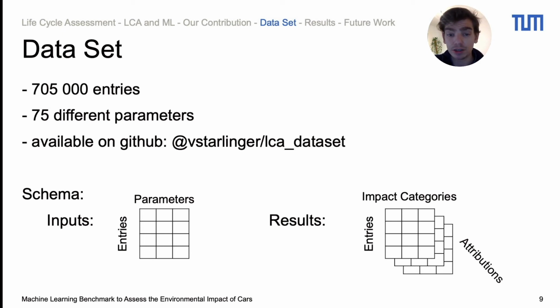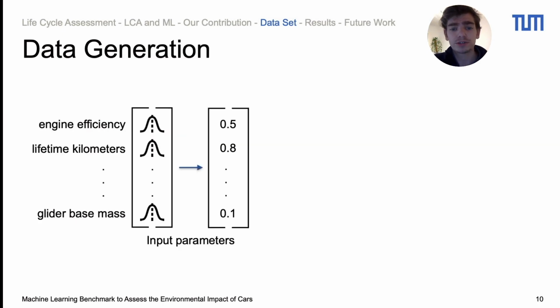So how is the data generated? For each of the input parameters, so these could be things such as engine efficiency and lifetime kilometers or base glider mass, as you saw earlier, a range of realistic parameters is modeled via uncertainty distributions. These distributions are based on literature values and car specification databases, and they are already present in the calculator model. Now we sample from these distributions to get a set of parameter input values that are realistic and that can be used to get results from the model.